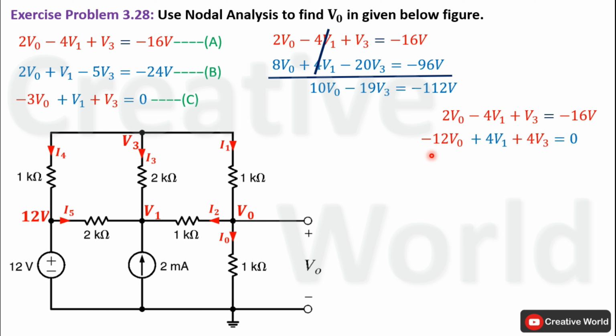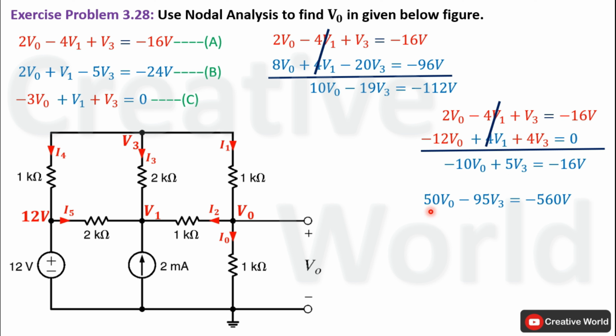It will become minus 12V0 plus 4V1 plus 4V3 equal to 0. Add these two equations together. Minus 4V1 and plus 4V1 will cancel out with each other. Sum of minus 12V0 and 2V0 will become minus 10V0. Sum of 4V3 and V3 will become 5V3. On the other hand side of equal, minus 16 volt will left. Now we will multiply this equation with 5. The resulting equation will be 50V0 minus 95V3 equal to minus 560 volt.